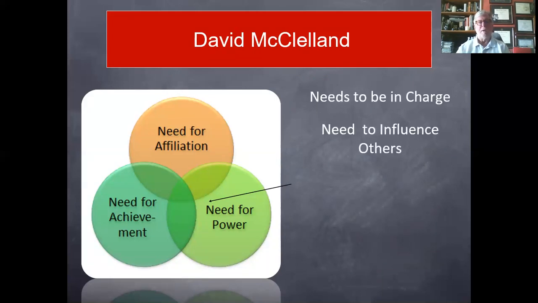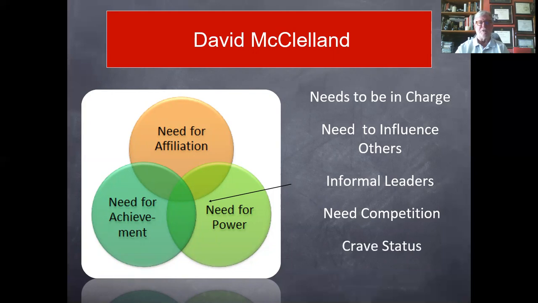Let's just go through each one. Now, the need for power is the need to be in charge, the need to influence others, and even if they're not in a position of management, they desire to be what is often referred to as informal leaders. You know who they are. You work in a group, but it always seems that one person has more influence over others, but does not have the position power in terms of rank. And this person needs competition, and they crave status.